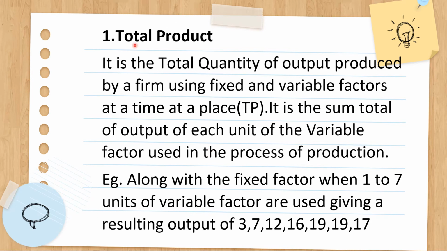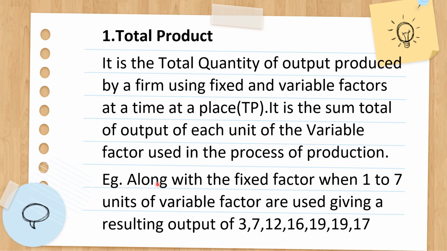The first being total product. What is total product? It is the total quantity of output produced by a firm using fixed and variable factors at a time at a place. It is the sum total of output of each unit of the variable factor used in the process of production.